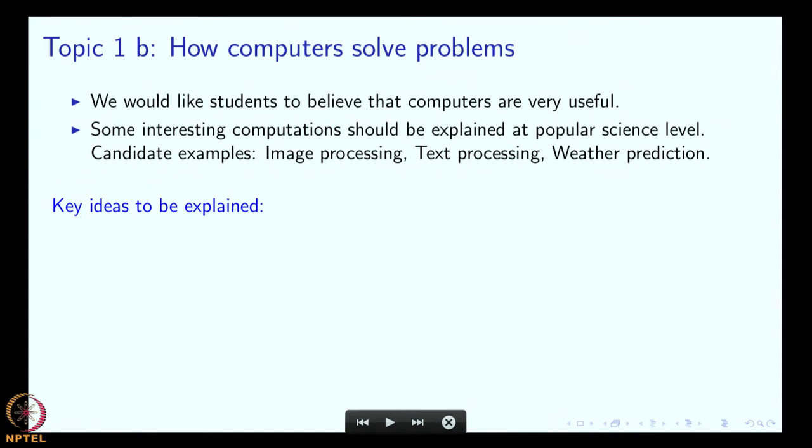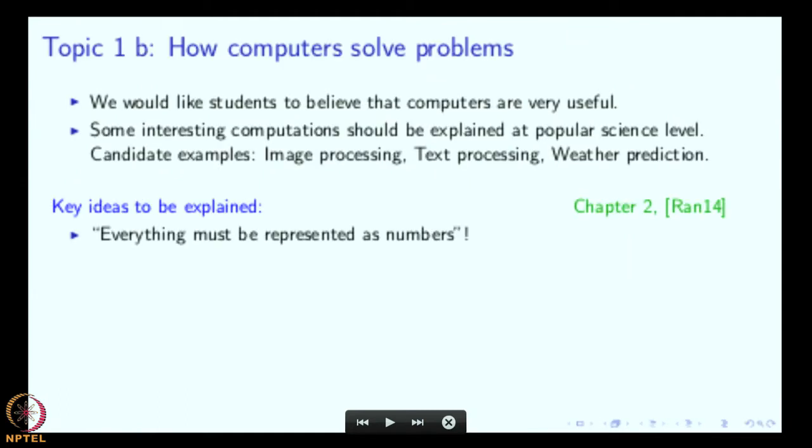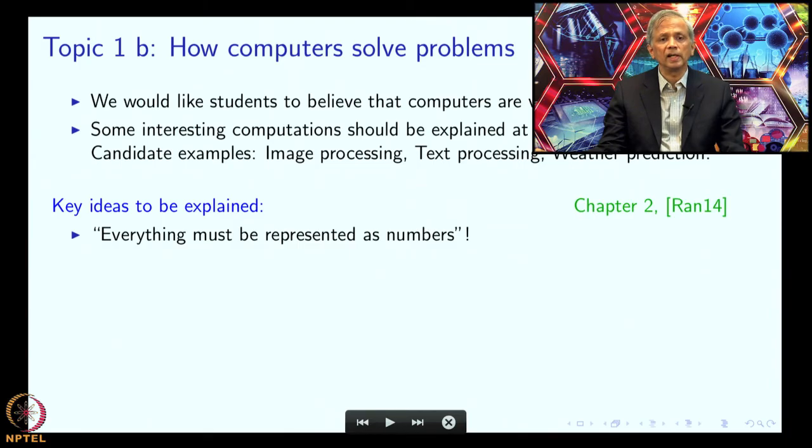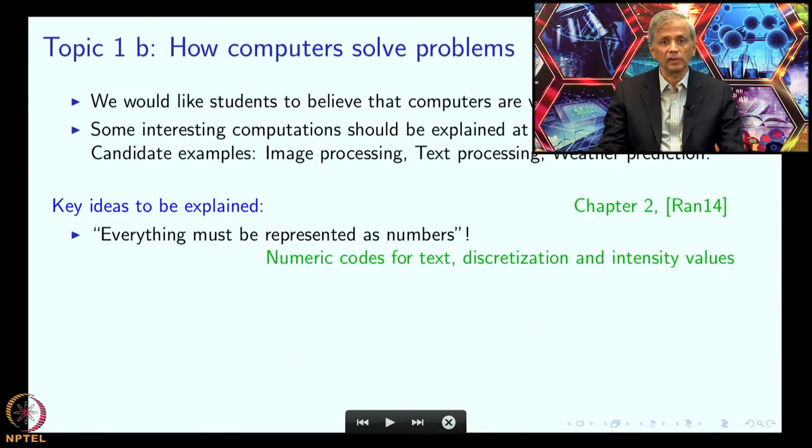Okay, so what should we be explaining about these examples? First of all, we should say that when a computer solves a problem, everything has to be represented as a number. So whatever questions we ask should be phrased in terms of numbers. For example, if we are talking about text, then we represent text by numbers, or in other words, for every letter we have a numerical code, which as we know is the ASCII code. If we want to do image processing, again we should first convert our image into numbers.